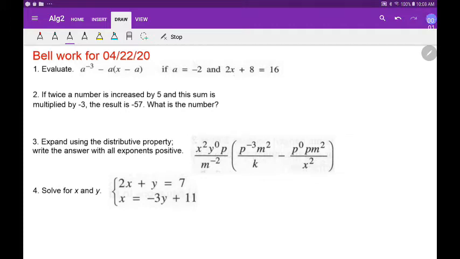Okay, we have our bell work here, and we're going to substitute in -2. So -2 to the -3. And I guess we better solve for x. So I'll subtract 8 from both sides, and I'll get 2x is equal to 8, and I'll divide both sides by 2, and I'll have x is equal to 4.